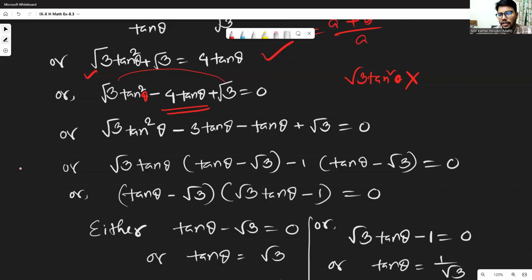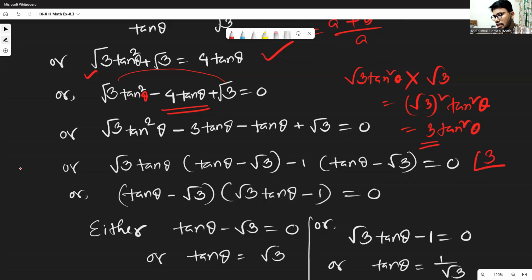multiplied with root over 3. So their answer will be root 3 whole square and tan square theta, and this is 3 tan square theta. So if we multiply the constant part with the leading term, this is 3 tan square theta. So now this is the coefficient of tan square. So here take LCM 3, and this is 3 ones are 3. But the middle term is minus 4 tan theta.